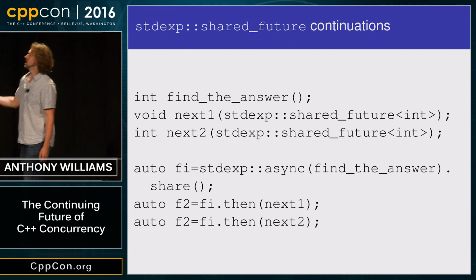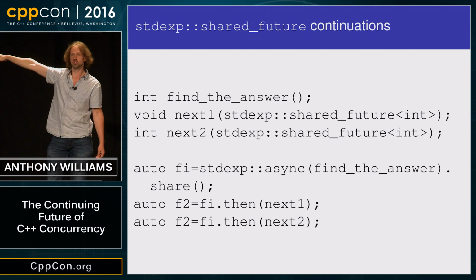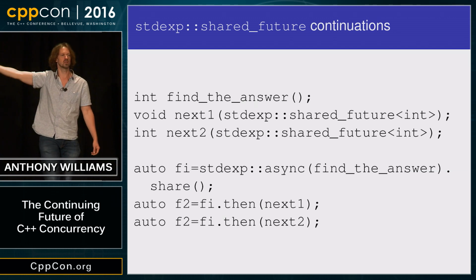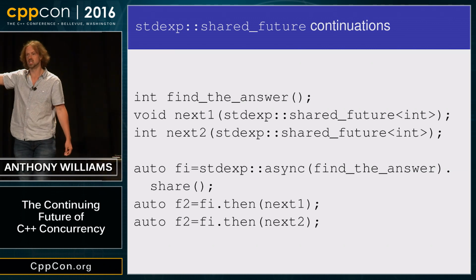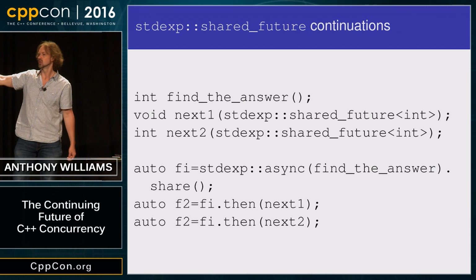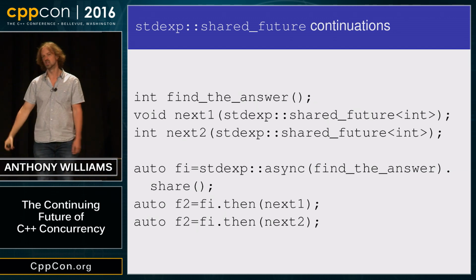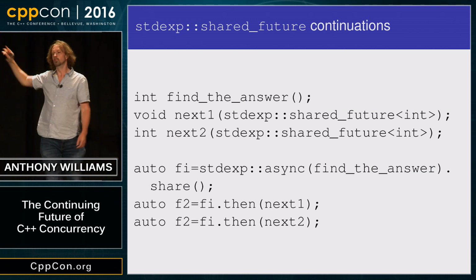So same example here, we've got async find the answer. We're going to call .share so that fi is a standard experimental shared future of an int. And then we are chaining two continuations. These will run in parallel. So as soon as the original async has finished, then the tasks for next one and next two will both be scheduled.